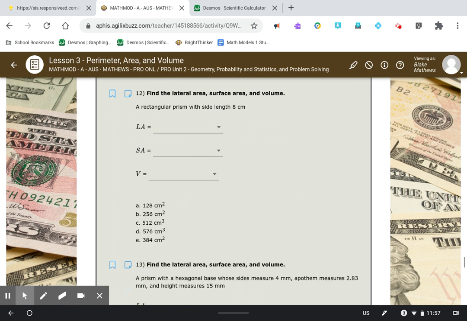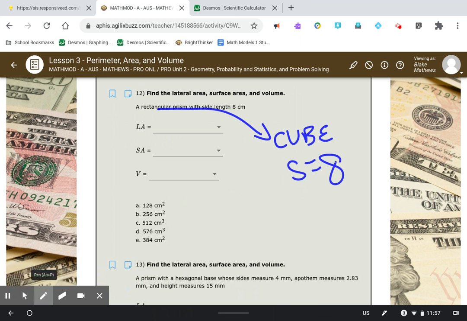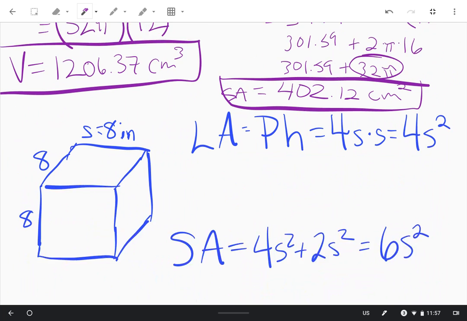Next, a rectangular prism with a side length of 8. This is actually a cube. This says rectangular prism, but it's a cube. It's a cube with the s of 8. So it's a little bit different than how they explain it in the unit. So let me show you an example here.